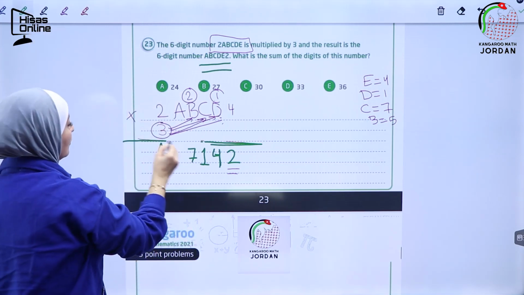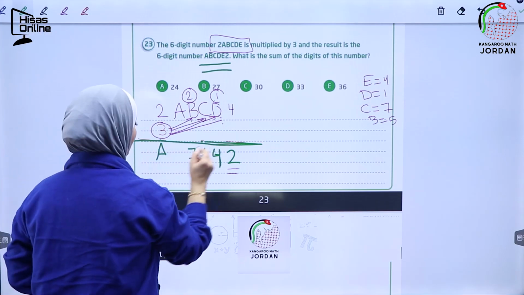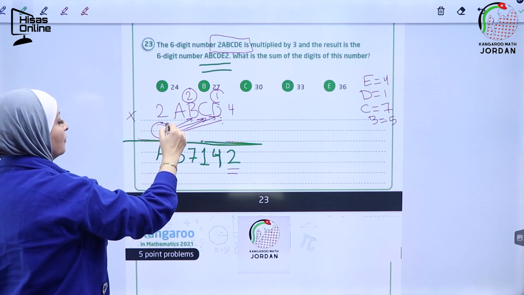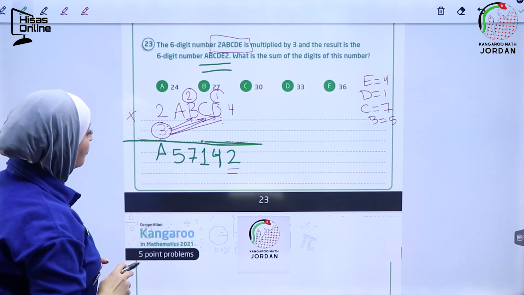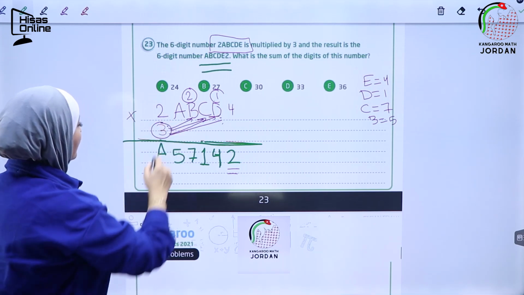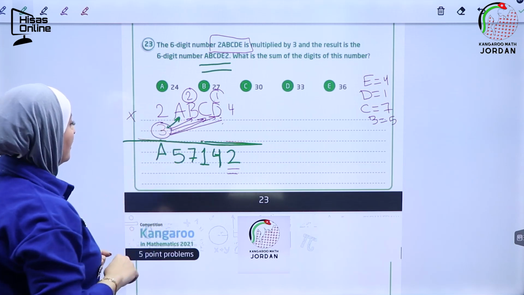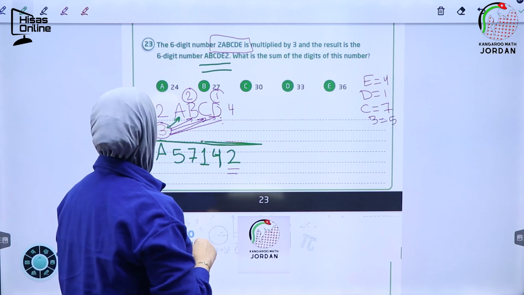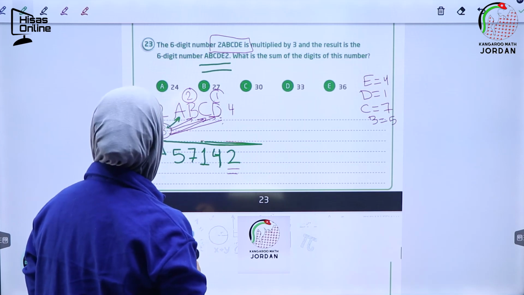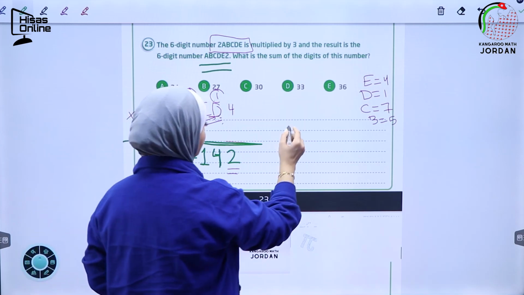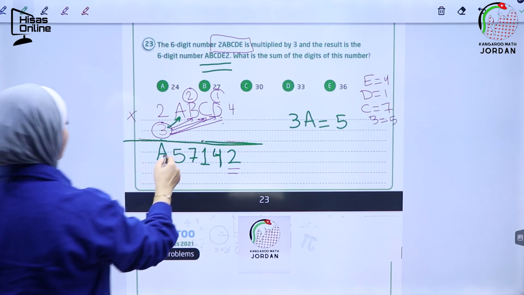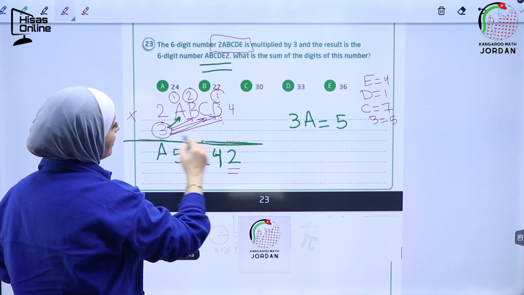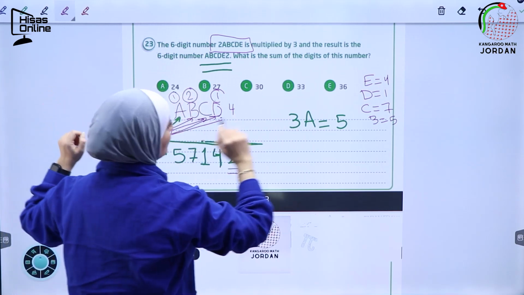Okay, here we go. We have 5 here. Finally, I reach the A, so we have no regrouping, right? Yes. 3 times A equals 5. Yeah, guys, we forgot to put the 1 at the top, so it's 15. So 3 times A plus 1 equals 15.